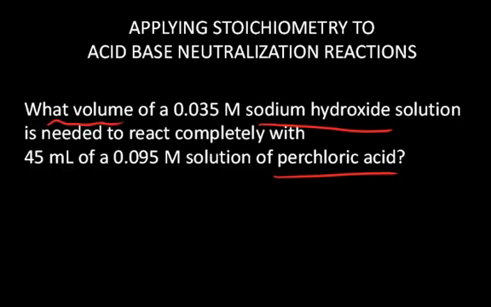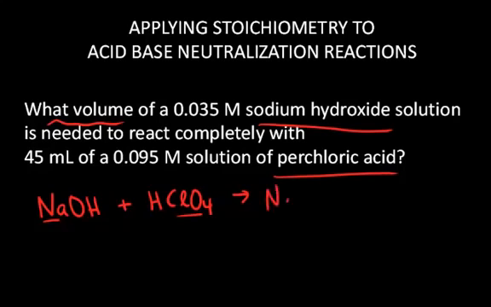So the first thing we need to do is write a balanced chemical equation. So it's sodium hydroxide. I'm going to leave off the state symbols for clarity. Sodium hydroxide, which is in solution, reacts with perchloric acid, a common strong acid, HClO4, to give us salt plus water. The salt will be the sodium perchlorate salt. So that's going to be NaClO4. Sodium has a +1 charge, perchlorate has a -1 charge, so it's a 1-to-1 ratio cation to anion, plus water. So as written, this reaction is balanced.